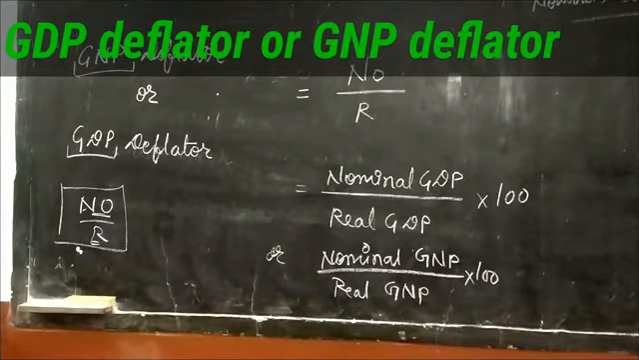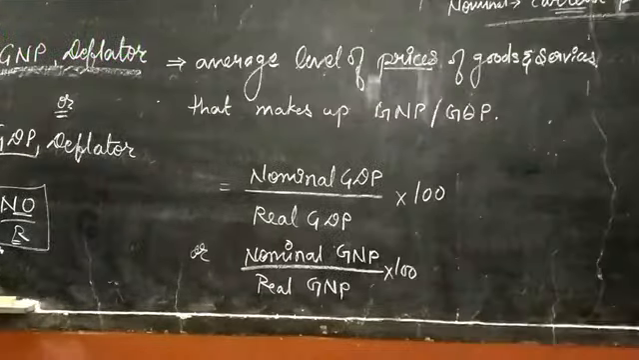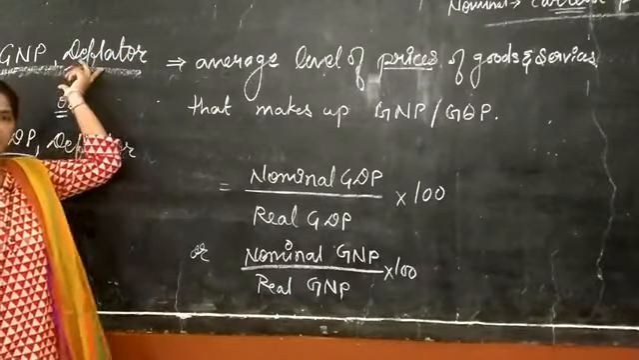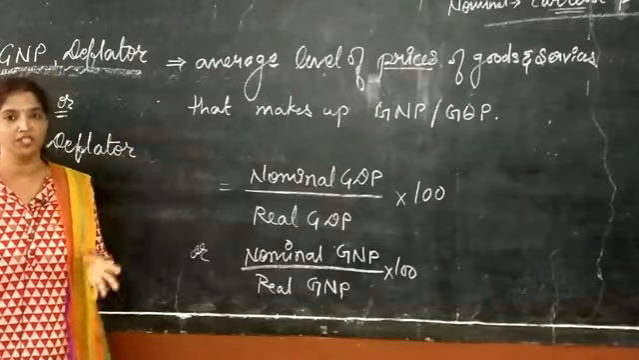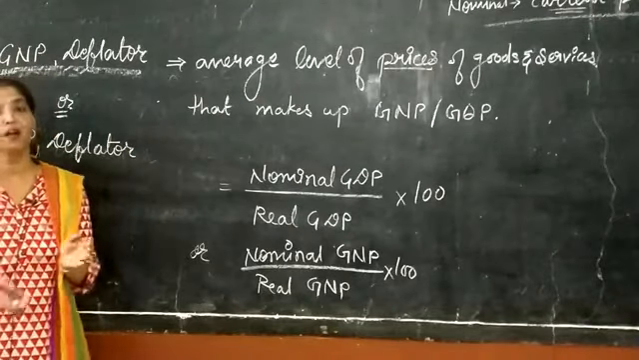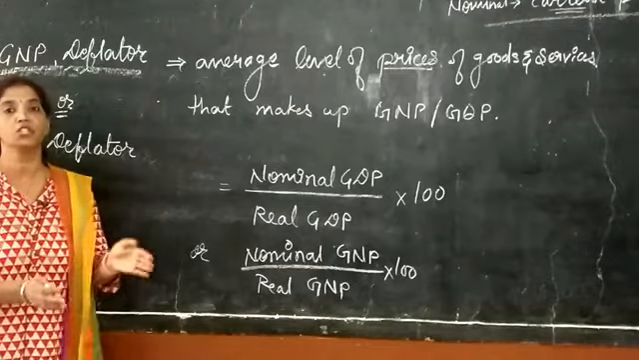GNP deflator is measured as the ratio of nominal GNP to real GNP multiplied by 100. This is the definition of GNP deflator. GNP deflator or GDP deflator is quite different from GDP or GNP estimation. But how does it differ from GNP or GDP?